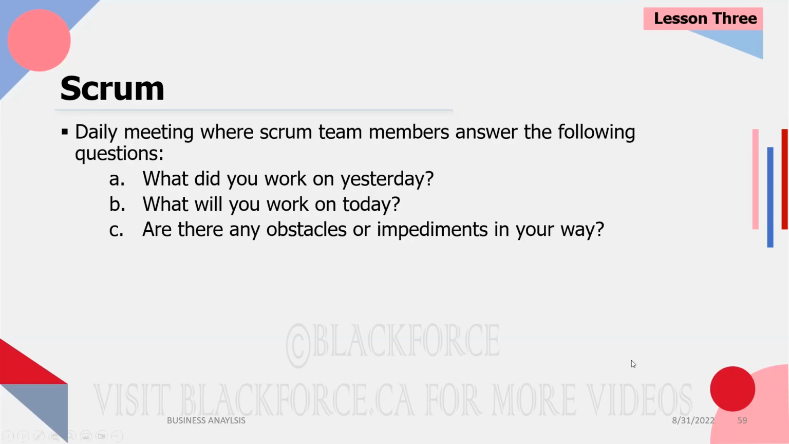As a BA, you want to always have something to say. An example of what you say is: yesterday, you met with the accounting manager, you worked on requirements for this particular functionality, mention the name of the functionality. Today, you're going to be refining the requirements that you gathered. And do you have any obstacles in your way?